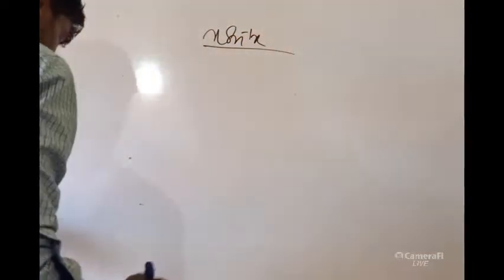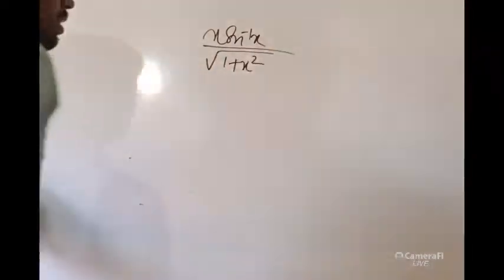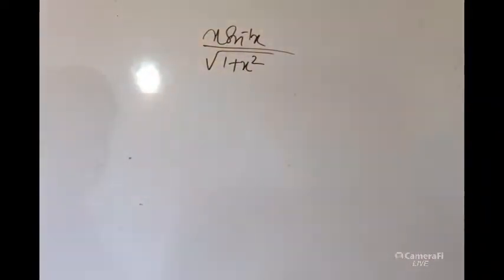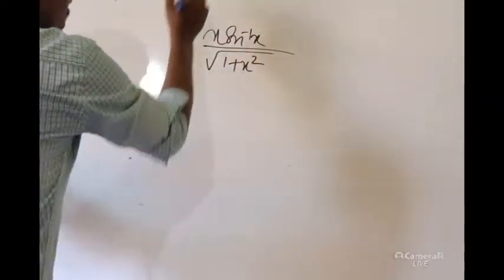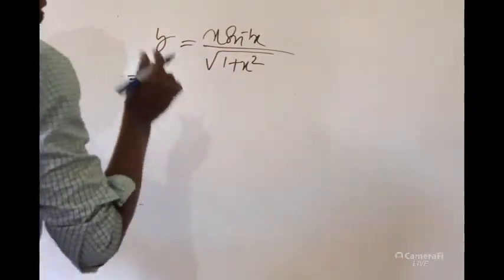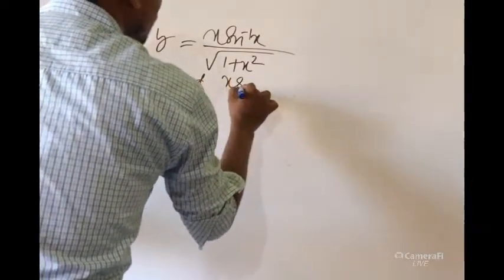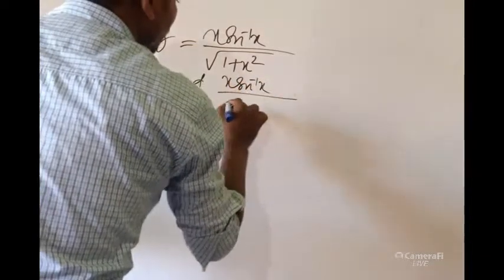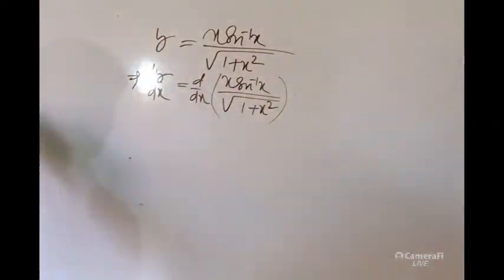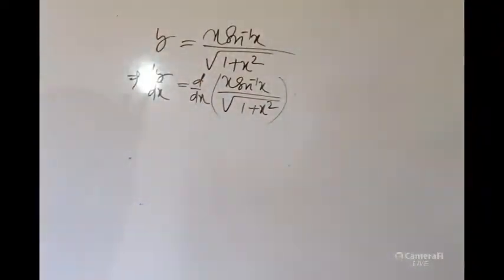x sin inverse x divided by root over of 1 plus x square. Here this is y, we have to find dy by dx. Then this is d by dx of x sin inverse x over root of 1 plus x square. Here we use the formula u by v.